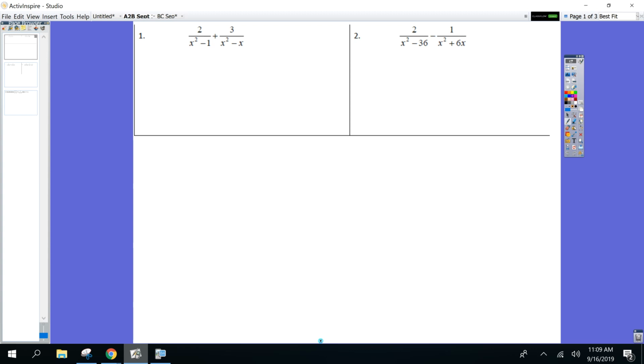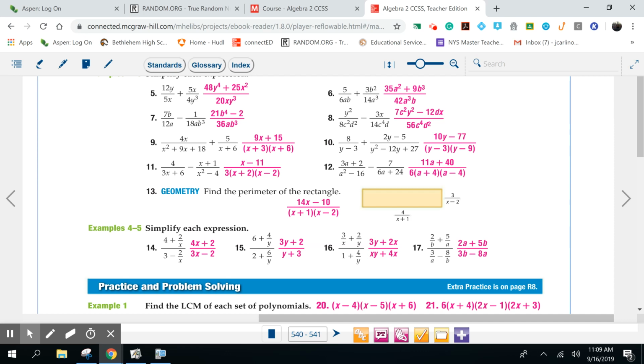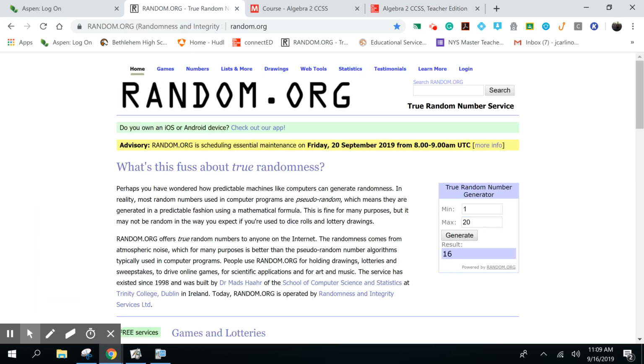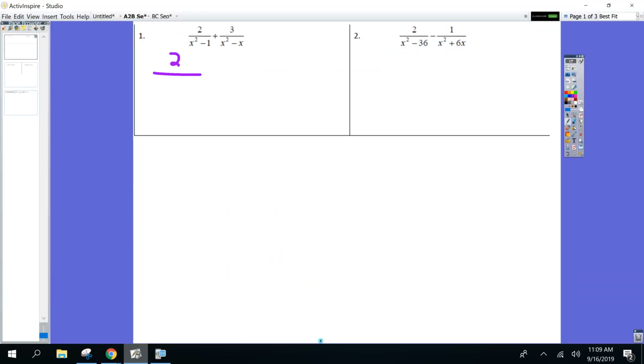So here we go. 2 over, somebody factor x squared minus 1 for me. We've been down this road a ton. Almost. Factor that for me. x plus 1, x minus 1. Nice job.